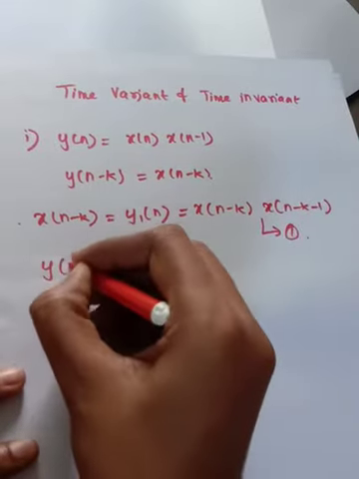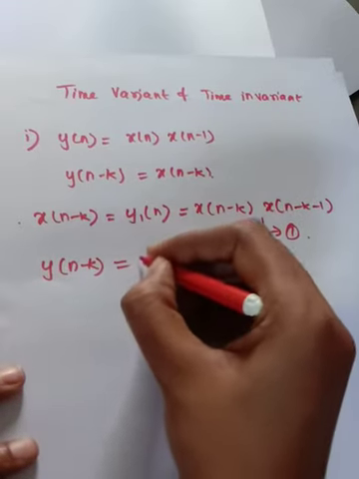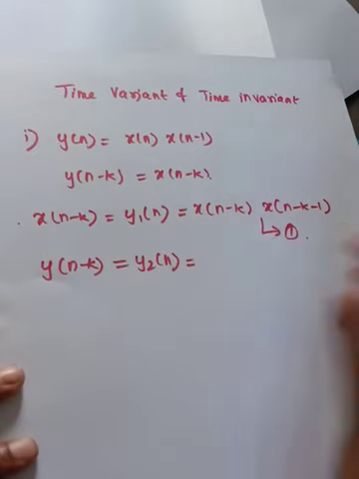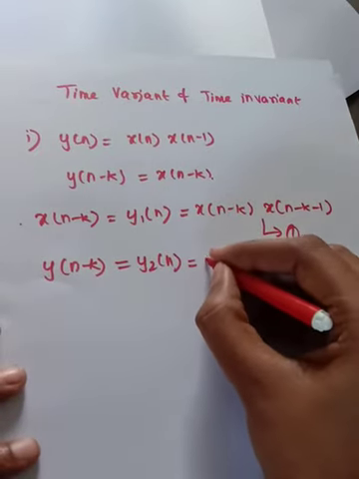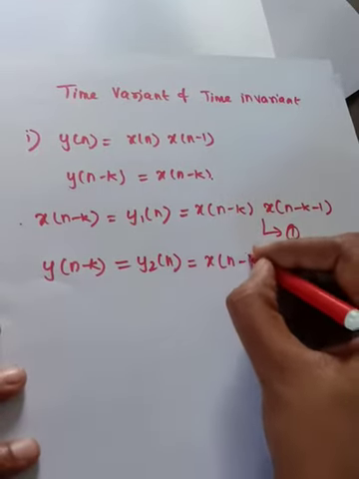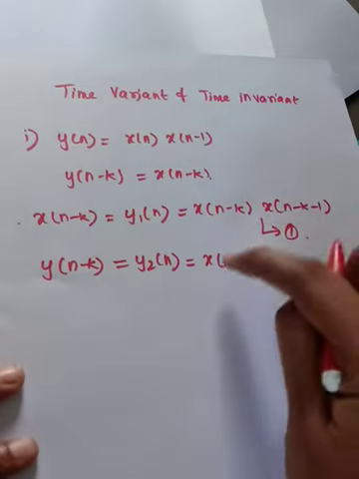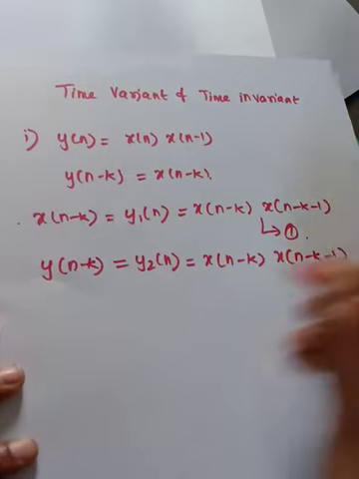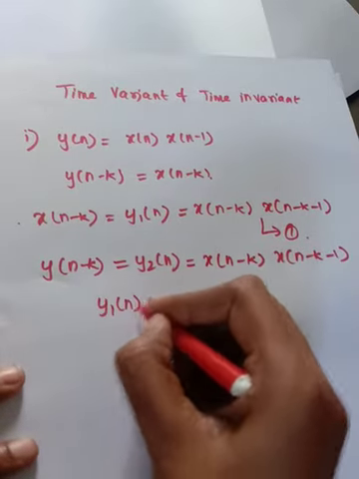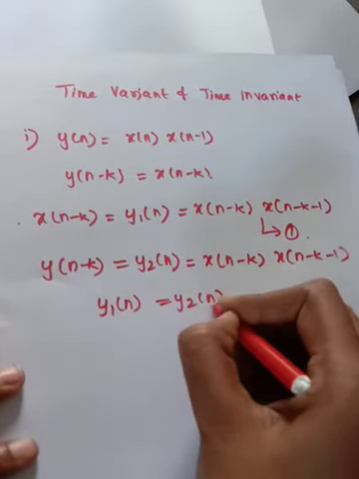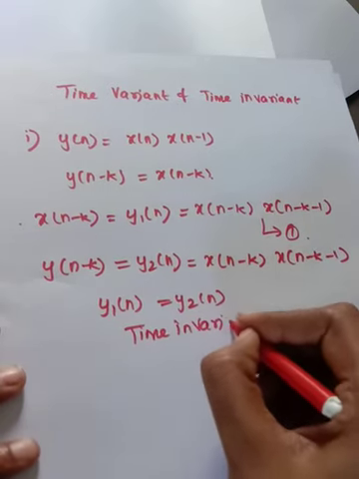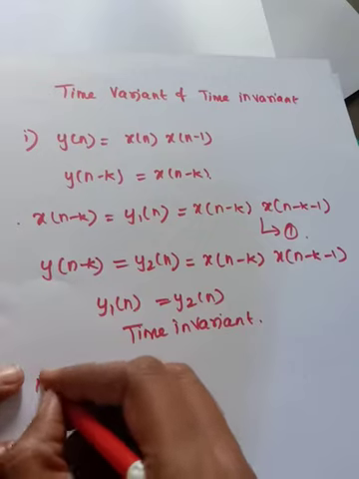Now find y of n minus k. Here this is the output y2 of n. What is the meaning? Wherever you are having n at the output, that you need to replace. So x of n minus k into x of n minus k minus 1. Now see, y1 of n is equal to y2 of n, so it is a time invariant system. It does not change with time, so it is said to be an invariant system.